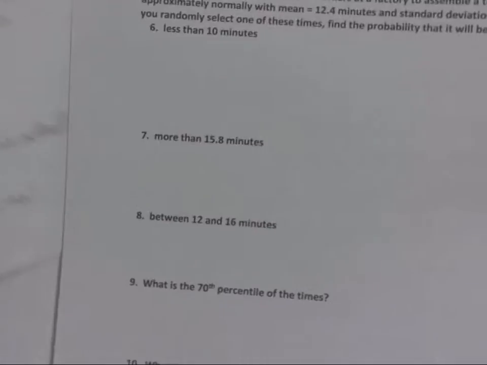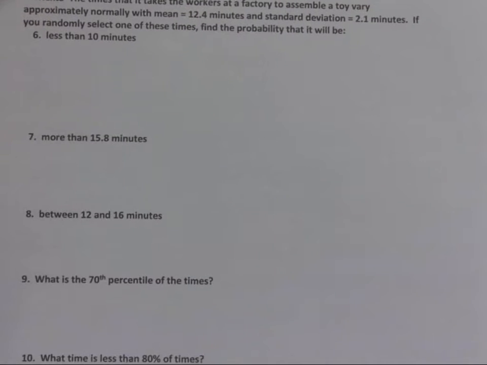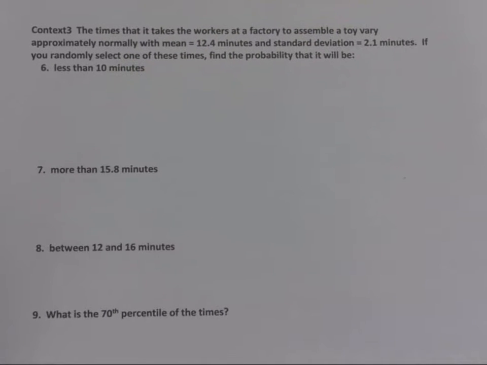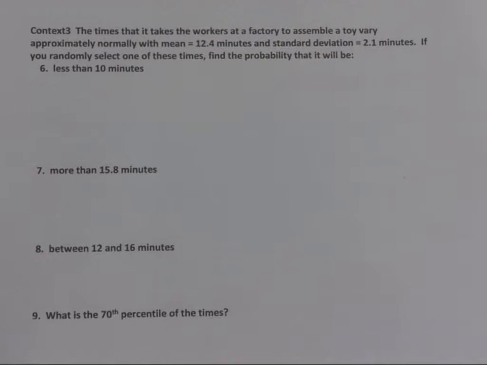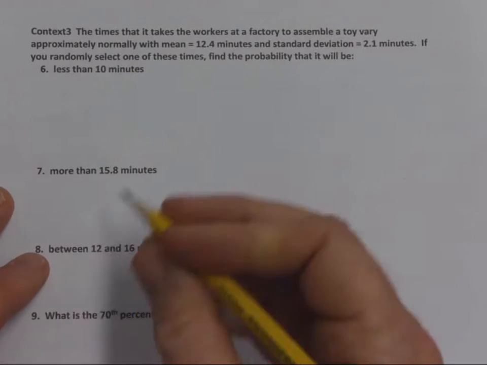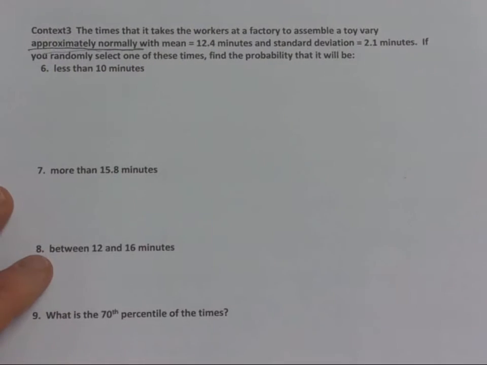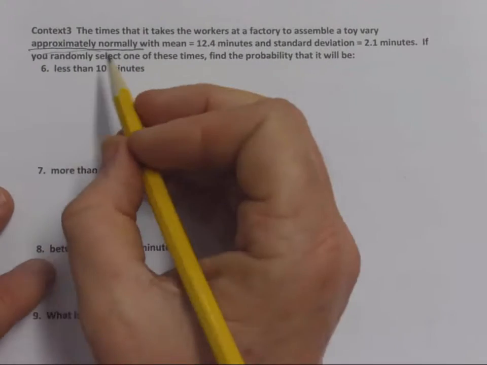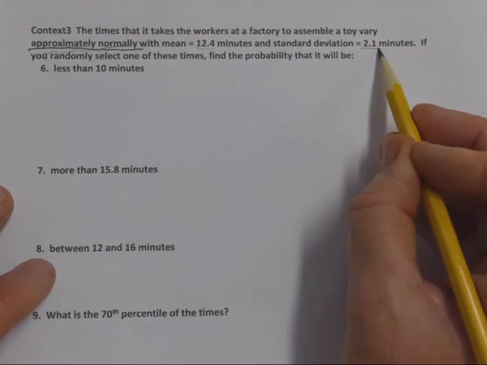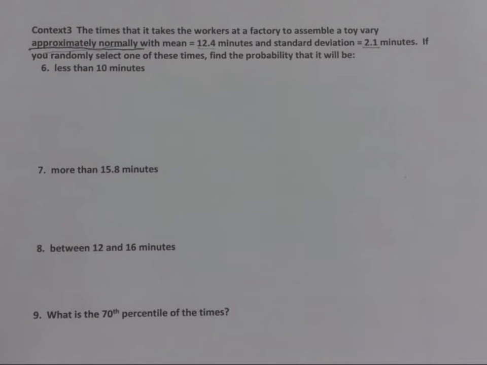So here's the main problem from a section, and graphing calculators have definitely made this a lot easier than using the tables, but I'm going to show you how to use the tables for this. It says that the time it takes the workers at a factory to assemble a toy varies approximately normally. When we see that term, we immediately say to ourselves, this is dealing with Chapter 2, Section 2. Approximately normally, with a mean of 12.4 and a standard deviation of 2.1. If you randomly select one of the times, find the probability it takes less than 10 minutes.